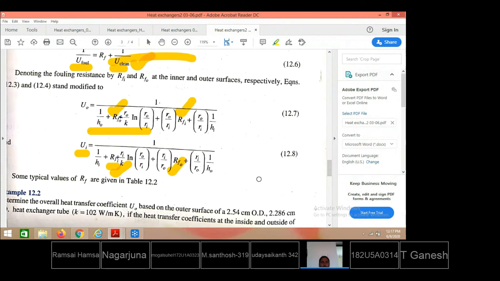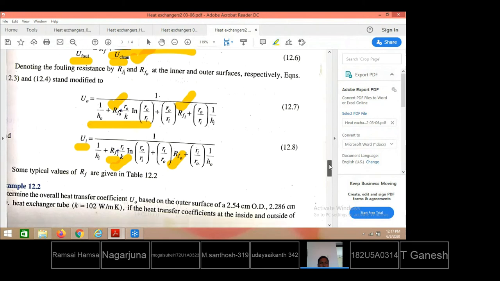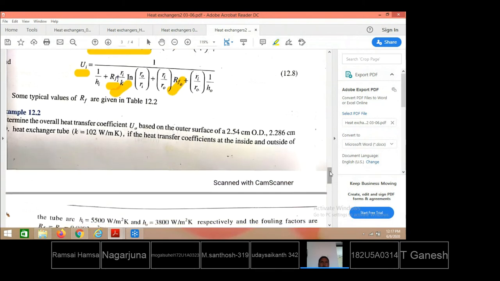So you don't need to remember anything. These relations are already available in the data book. Straight away we can take it and substitute, get the values of Rfi, that means fouling resistance if it is observed on the inner surfaces, and fouling resistance if it is considered for outer surfaces.